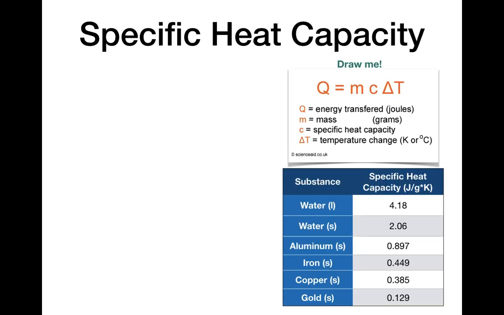Okay, so let's talk about specific heat capacity. So here's the formula for this. I will show that in the box and write down what the symbols all mean. Okay, I put mass in grams. I removed a word there. We'll talk more about that later on next lesson, but for now, just leave it as it is.